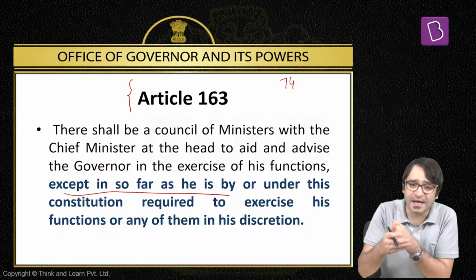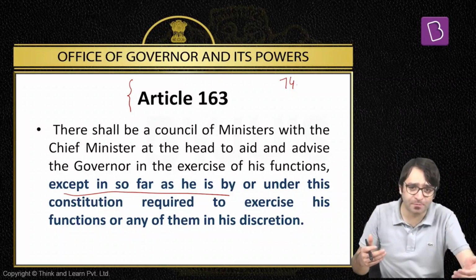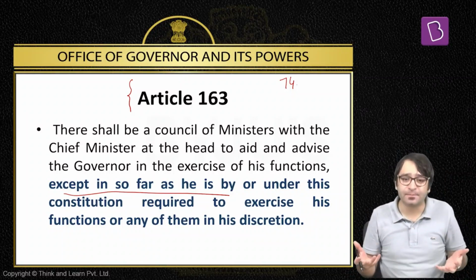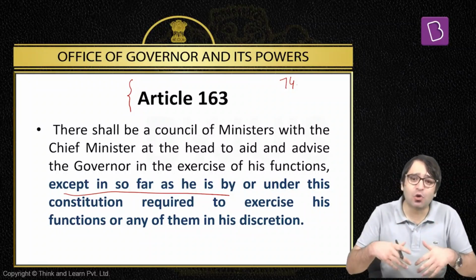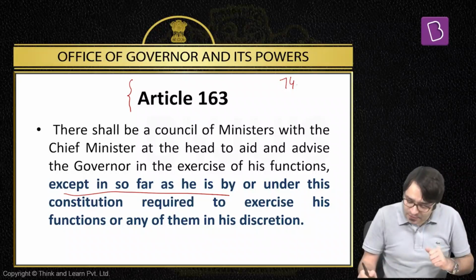What is discretion? When the governor has to act on his own without the aid and advice of the Chief Minister and his Council of Ministers. So the governor can do anything in his discretion. And the big part is, if there is a dispute as to what constitutes the discretionary power of the governor, the Constitution says the position of the governor shall be final.